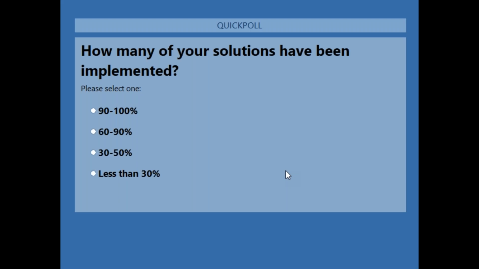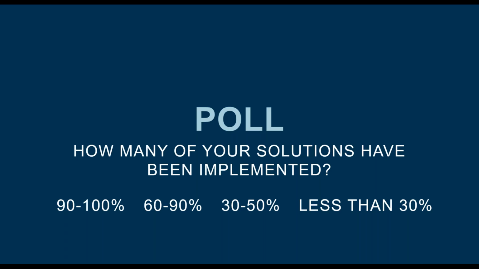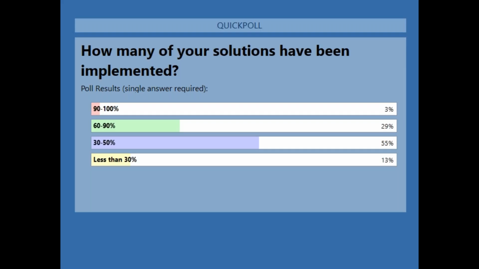All right, we're wrapping up now. And it looks like the majority of people felt that only 30 to 50% of the solutions actually get implemented. Brianna, again, be curious to hear your thoughts on how these answers align with what you've seen in the industries.